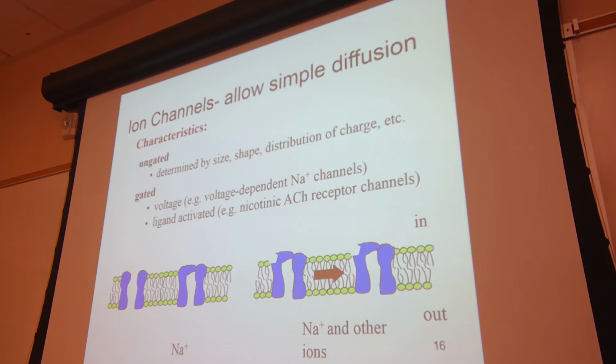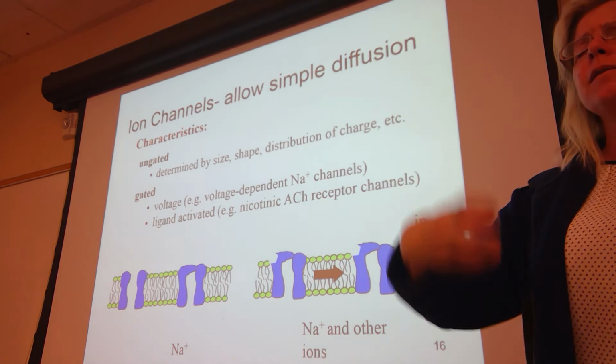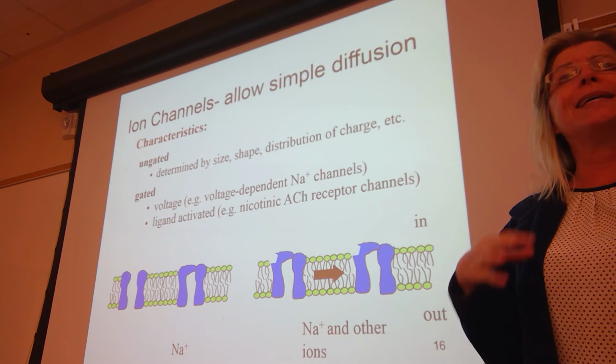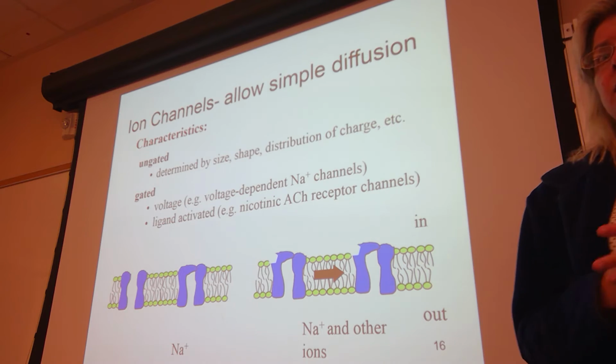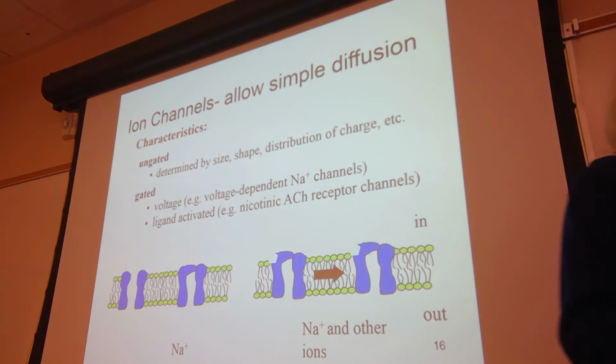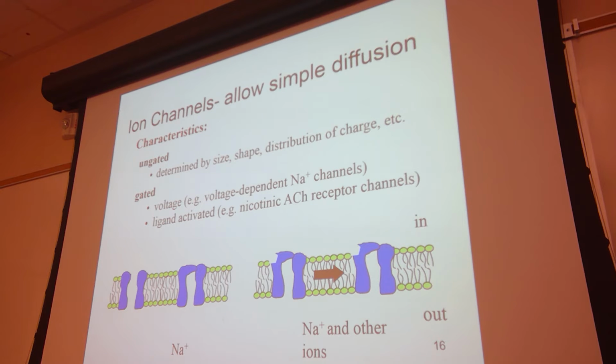There's size exclusions as well. How big is the channel? So size, but also the chemistry. Sodium has different chemistry than calcium. Calcium has different chemistry than chloride. And that becomes important to us when we learn about neuron and skeletal muscle physiology.